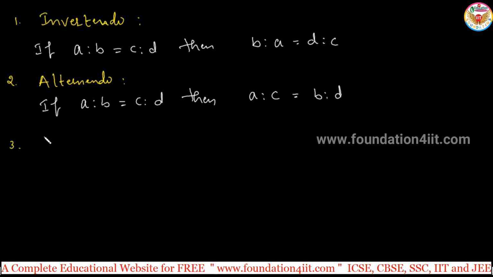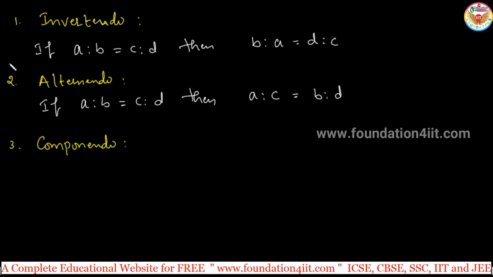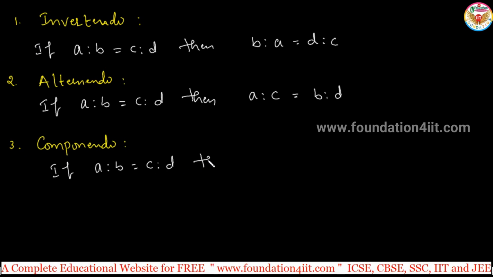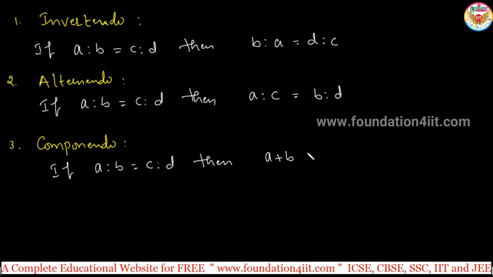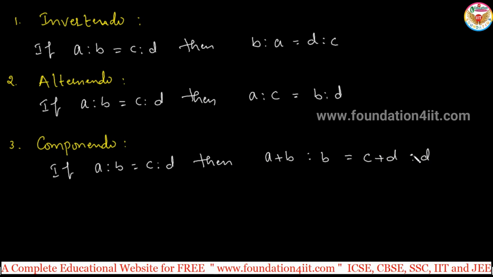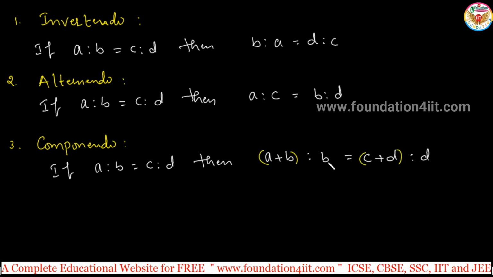And along with this, third one is componendo. Componendo is, if a is to b is equal to c is to d, then componendo is adding: a plus b is to b is exactly equal to c plus d is to d. Adding the first one and second one, divided by the same denominator, a plus b and c plus d. Componendo is numerator plus denominator, same denominator again, remember.